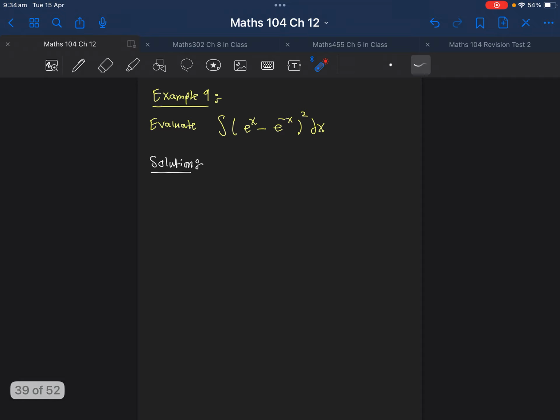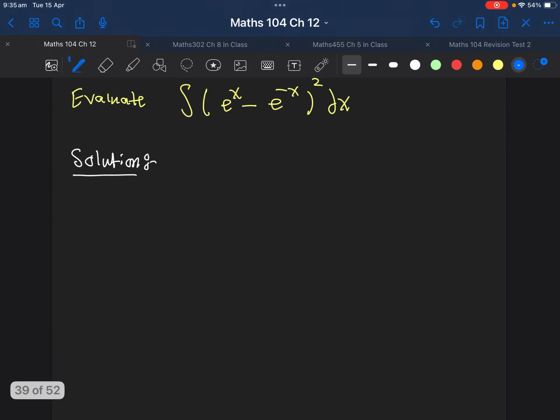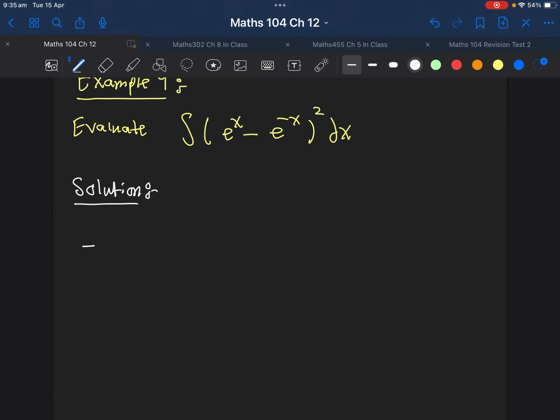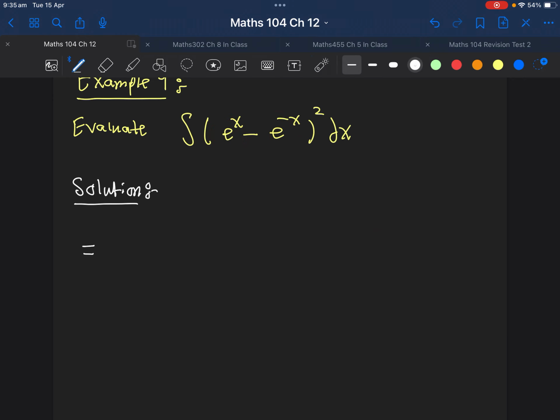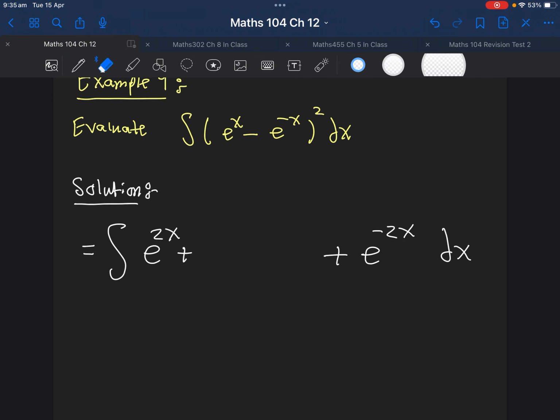Let's see example number 9, which is pretty much the same, except that we have to be very careful here. Remember, again, here we have (a minus b) squared, so you will get a squared, b squared, and then negative 2 times first times second. So let's do it. The first square, we get e^(2x). The second square, we get e^(-2x). And then we have negative 2 times the first times the second.